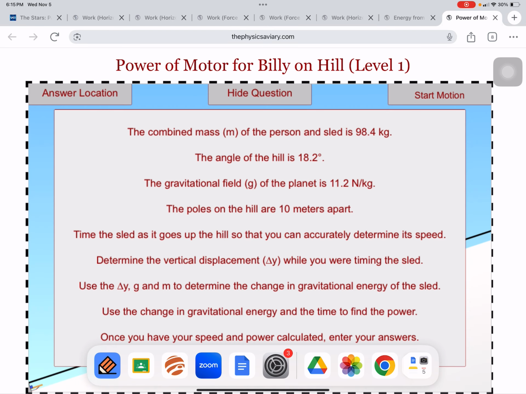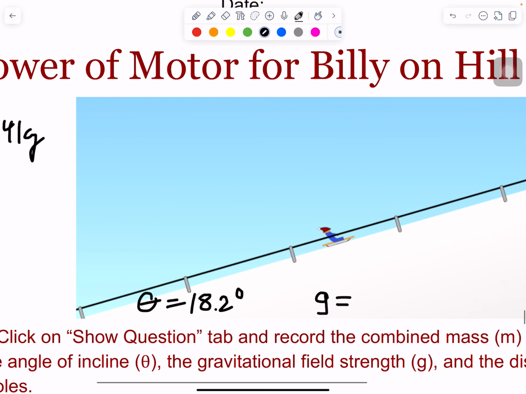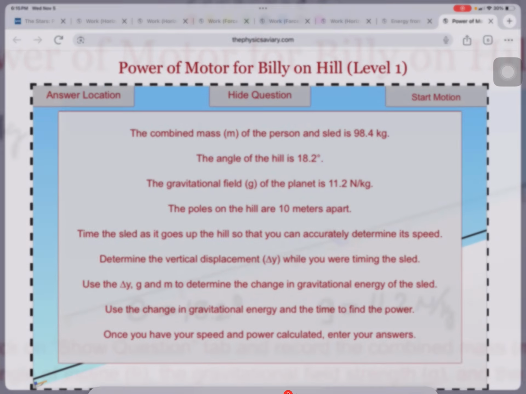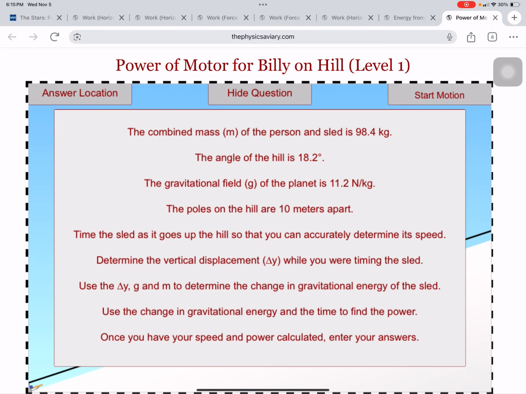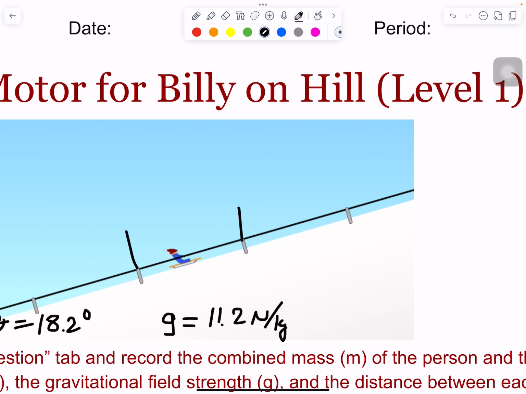Okay, the gravitational field for my case is 11.2, so g is 11.2 newtons per kilogram. Don't assume it's going to be 9.8. The poles are spaced 10 meters apart, so from here to here to here, these are all 10 meters apart. And we're going to use that to our advantage.